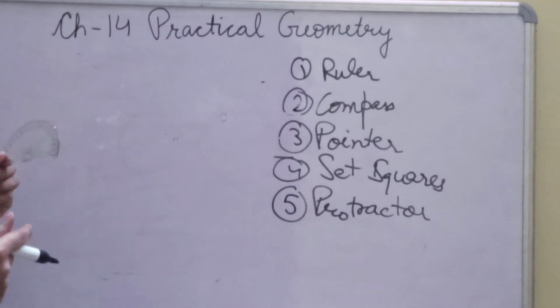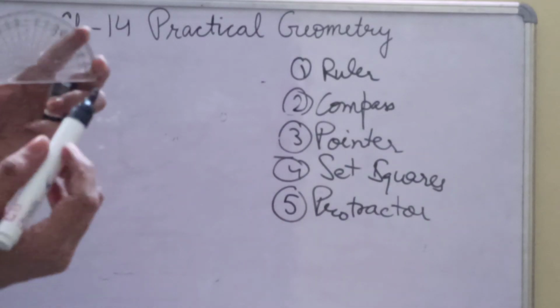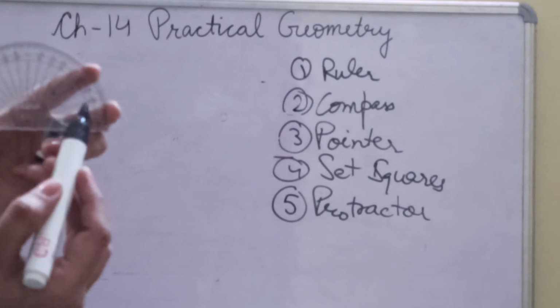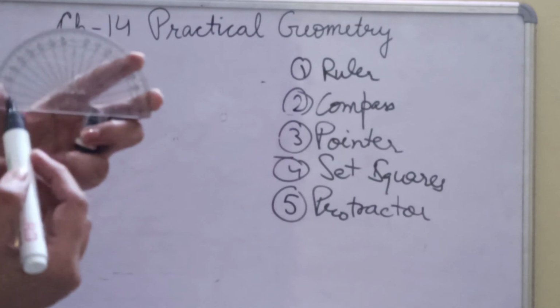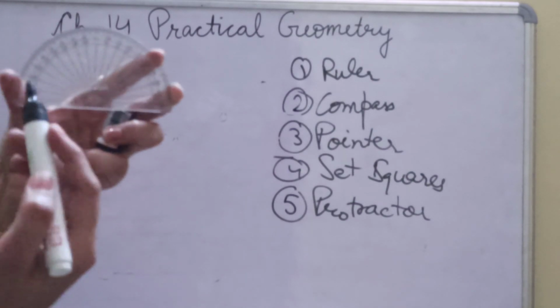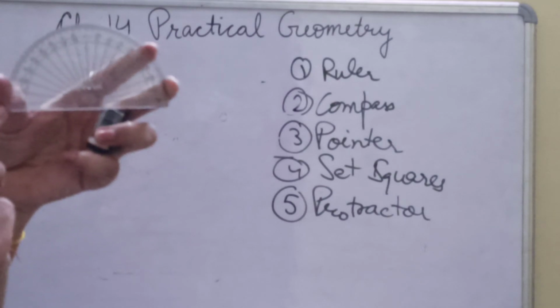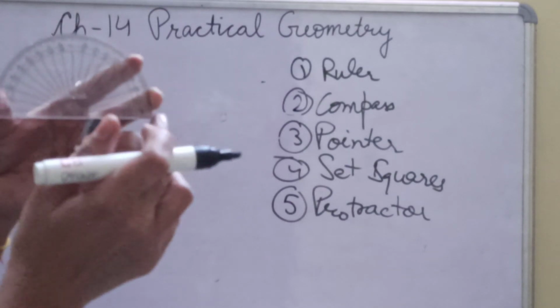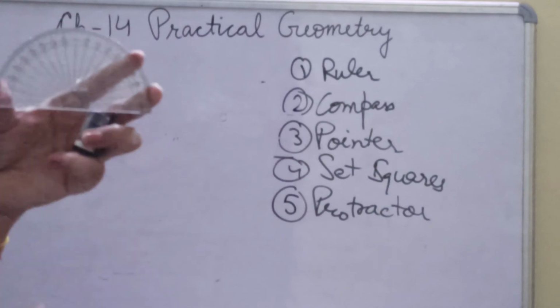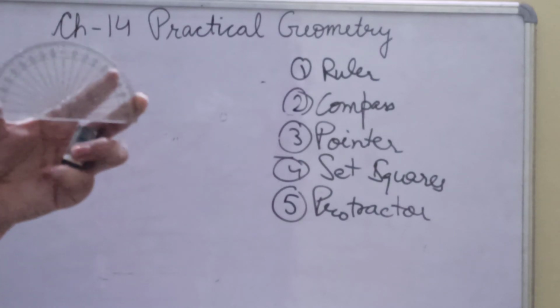In this, if you look, you see 0 and then 10, 20, 30, 40, increasing this way, and you get 180 here. And if you start counting from this side, it is 0 to 180 on this side. So on both sides you can calculate with this protractor.